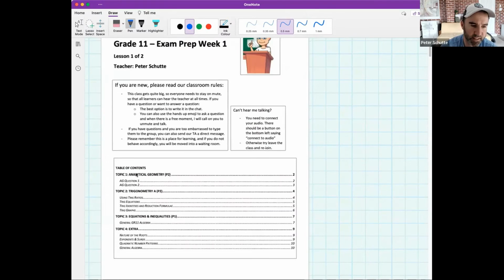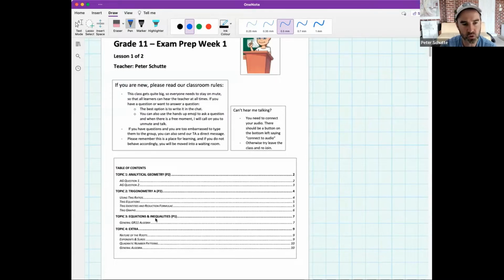We're going to focus mainly on analytical geometry and trig. And then we're also going to try and fit in a bit of equations and inequalities. And then I put some extra topics that students have been asking about during the week. I added them to our list of material. After the lesson, you'll get a full memo that has all the answers to the questions.